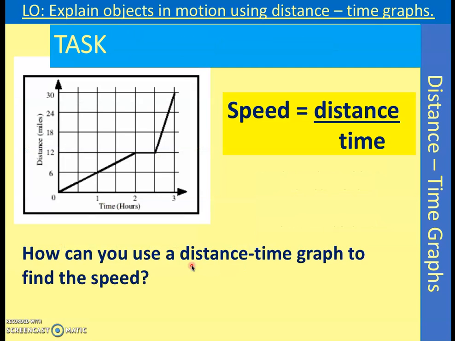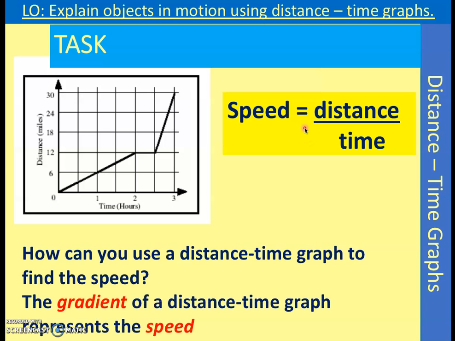So this is our equation again, speed equals distance divided by time. But how can we use the graph to find the speed instead of looking at this? Well, we use the gradient. So the gradient is that slope, and the gradient of a distance time graph tells you the speed. It shows how fast the object's going.